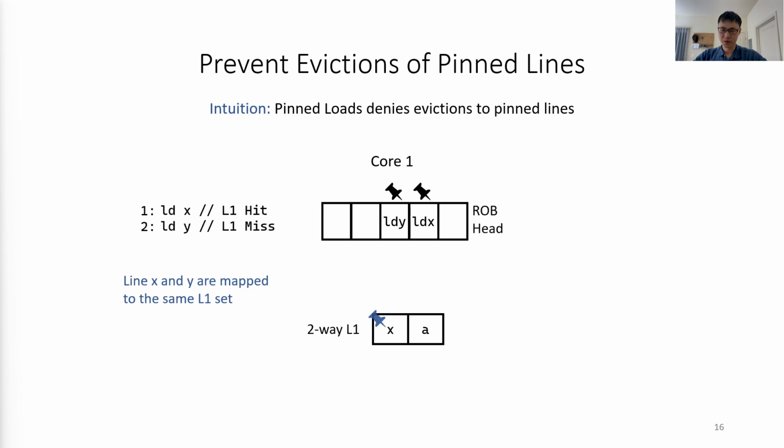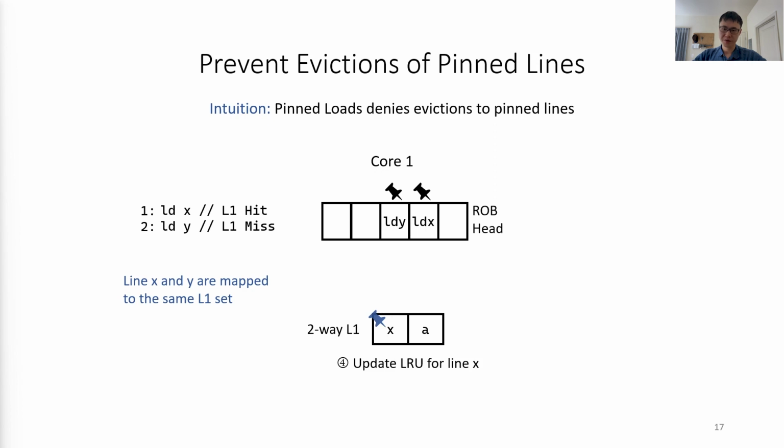Since LDY misses in L1, when it issues, it will try to evict a line from the set. Let's assume the victim line it picks is line X. To perform the eviction, we will snoop the LQ for line X and find that it has been pinned. Therefore, we deny the eviction and also update LRU bits for line X as it has been accessed.